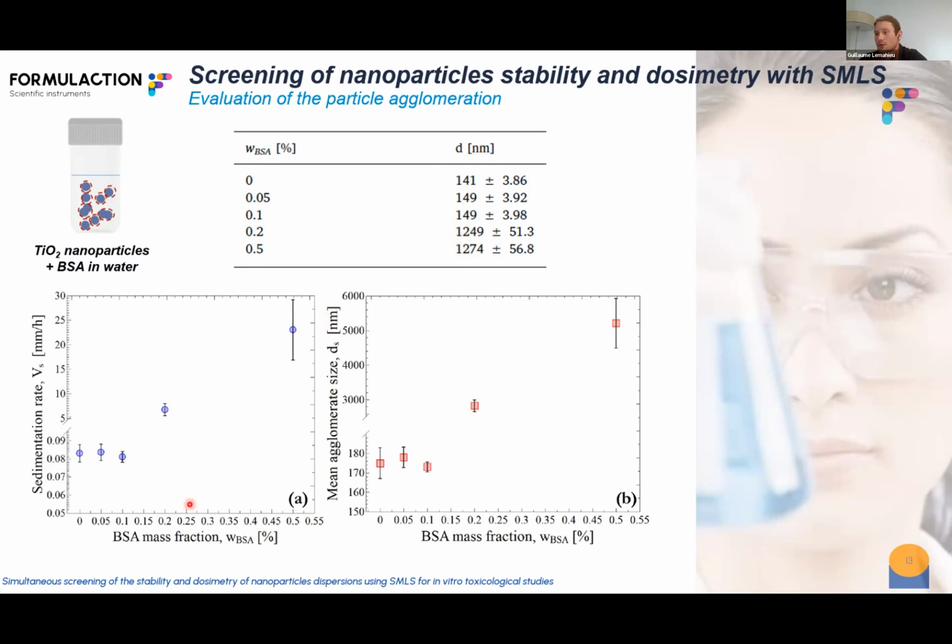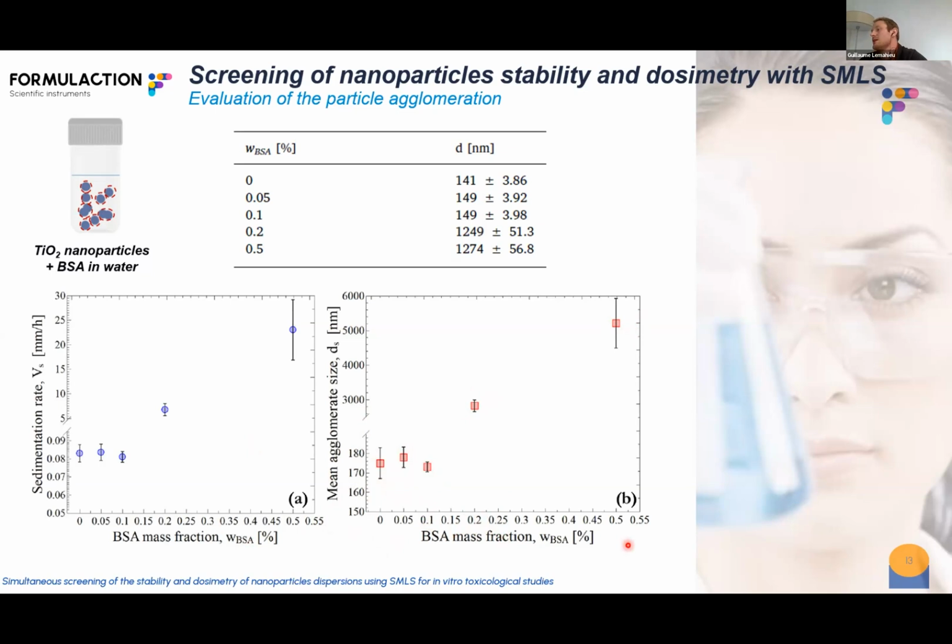So quite important. And if we, for example, calculate right now the mean agglomerated size, so during the destabilization of the product, you will see that you go from approximately 200 nanometers, and by putting 0.2 weight% of BSA, you will increase to 3 microns, and 5 microns even for 0.5 weight% BSA.